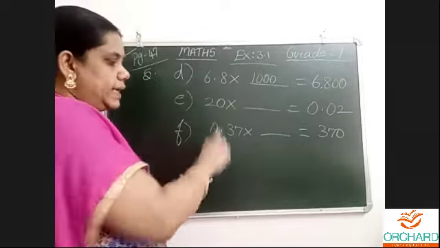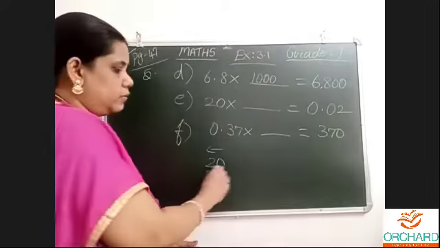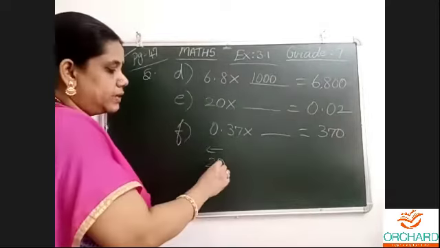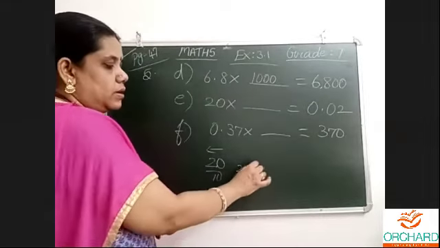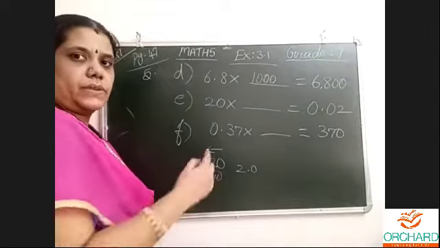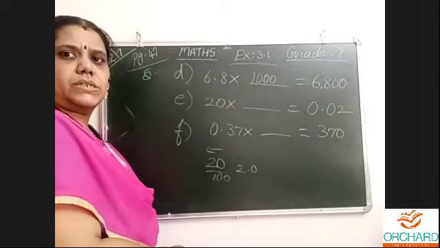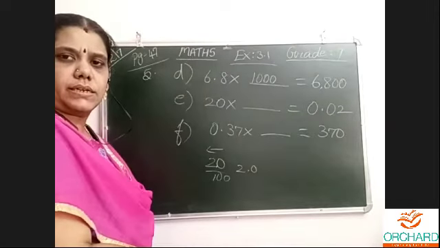Now, 20, when I divide by 10, what will happen? The point from the last will move one place and I get 2.0 when I divide by 10. When I divide by 100, what will happen? What should we write?